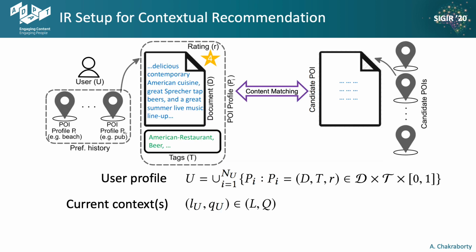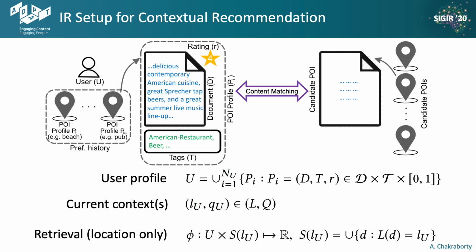From a general IR point of view, we assume that a user profile E_U is composed of a set of N_U profile P_Is and an instance of the user's current context specified by the location and trip qualifiers L_U and Q_U respectively. Each profile P_I is a three-tuple consisting of a document D, a set of user-assigned tags T, and a user-provided rating R.